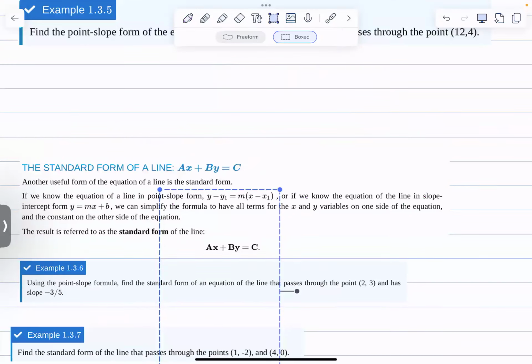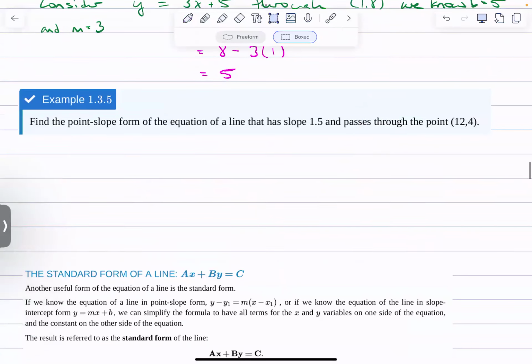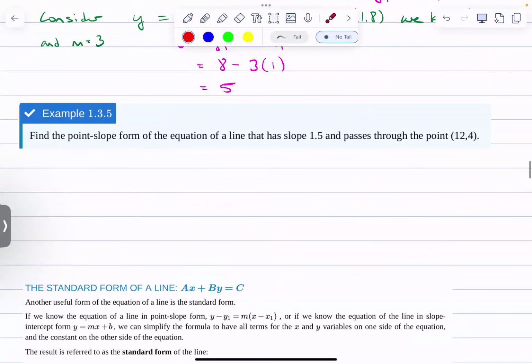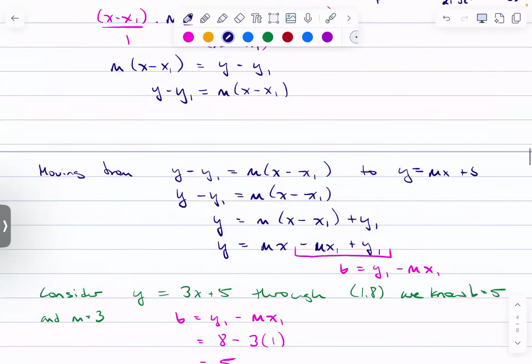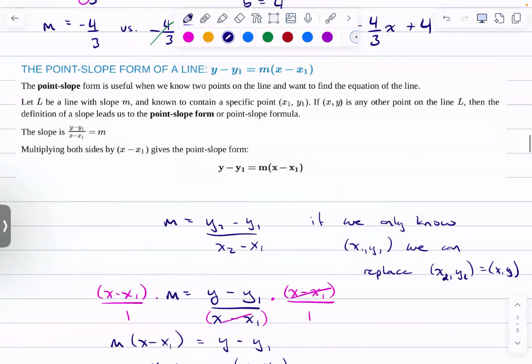And I'll bump these down a bit. Find the point slope form of the equation of a line that has a slope of 1.5 and passes through the point 12, 4. Point slope is y minus y1 is m times x minus x1, right, from earlier. Yeah.